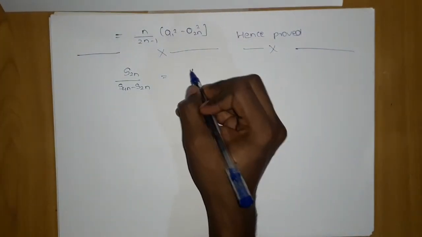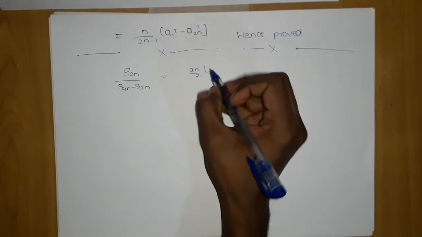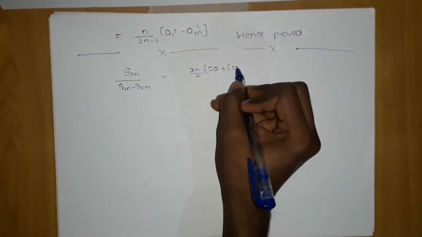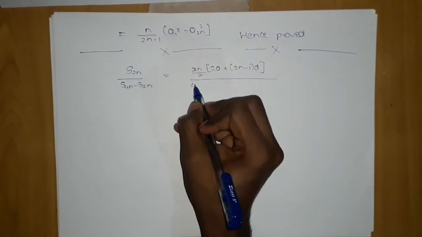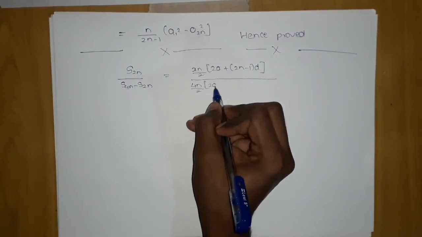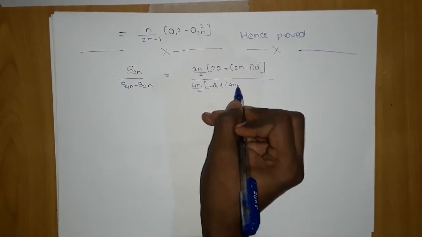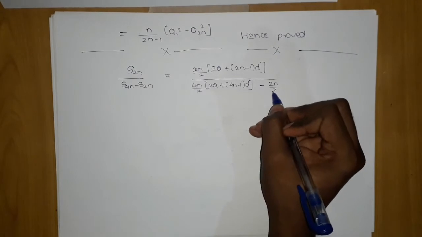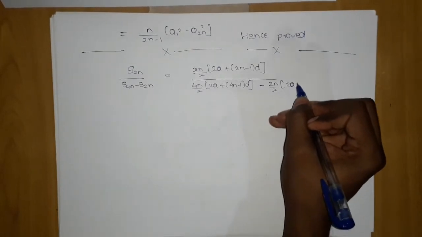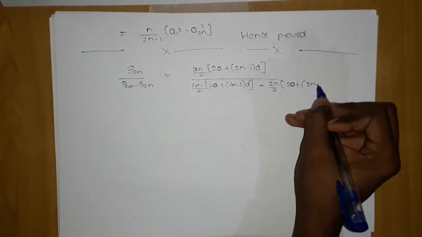So if I write this, 2n upon 2 bracket 2a plus 2n minus 1 into d upon 4n upon 2 bracket 2a plus 4n minus 1 into d, minus 2n upon 2 bracket 2a plus 2n minus 1 into d.